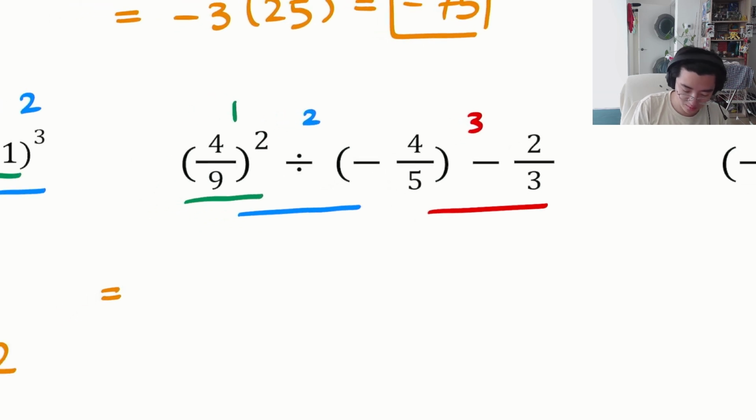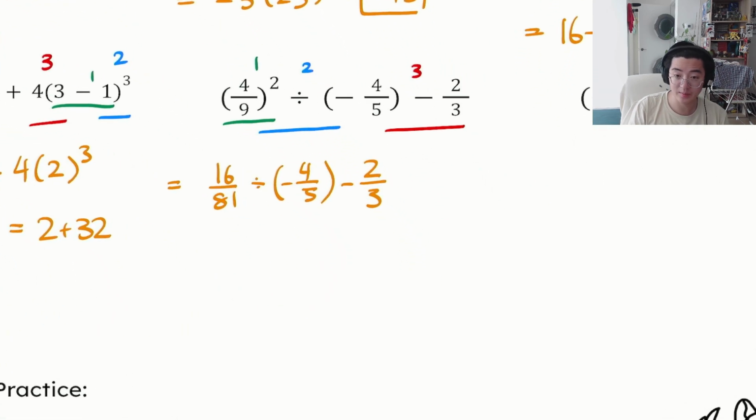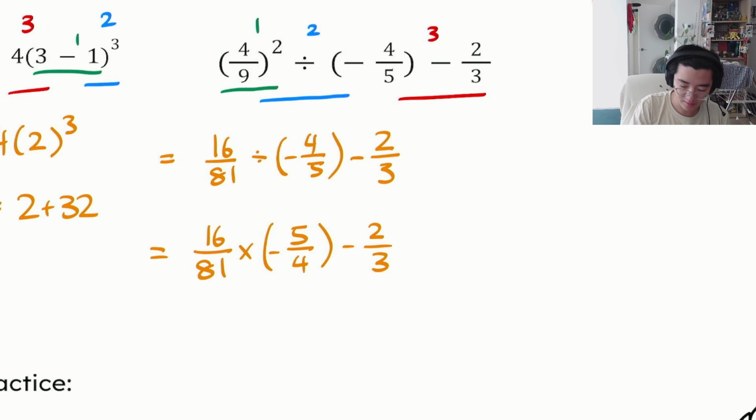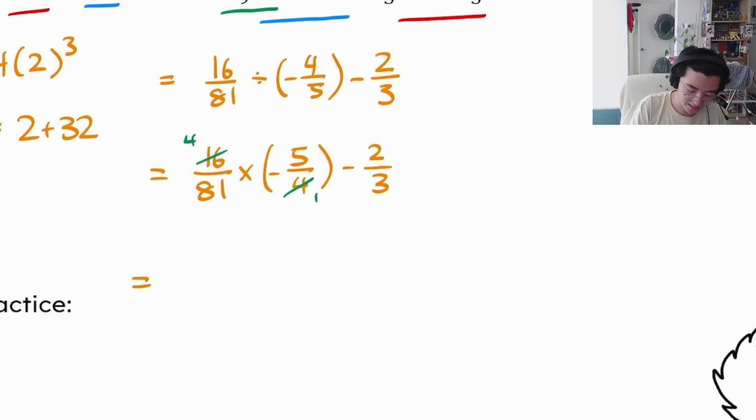Okay, exponents. 4 over 9 squared is 16 over 81. And remember, when we divide fractions, we are just multiplying by its inverse, right? We flip it over and then we multiply it. So this guy becomes times 5 over 4 minus 2 over 3. We can reduce ahead. Right, 4 and 16 can both be divided by 4. So 4 divided by 4 is 1, 16 divided by 4 is 4. And then we multiply the fractions.